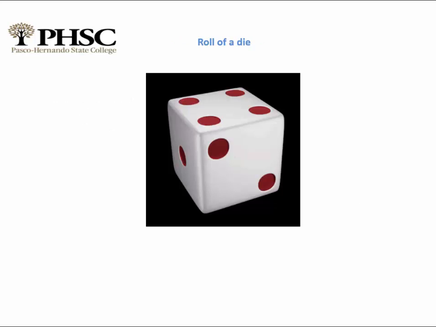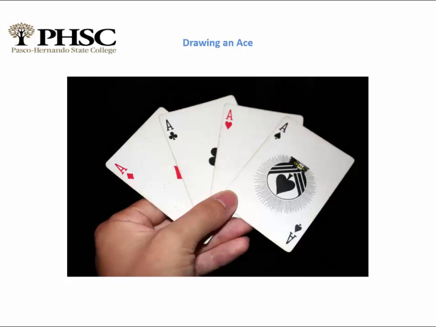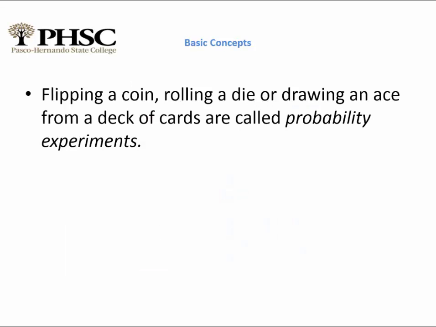You are aware of what probability is when you roll a die, or when you're playing cards. If you pull out a card, there are probabilities associated with each outcome, and that's what we're going to talk about. So what's the probability of drawing an ace from a deck of cards? That's what we're going to hopefully explain in this unit.